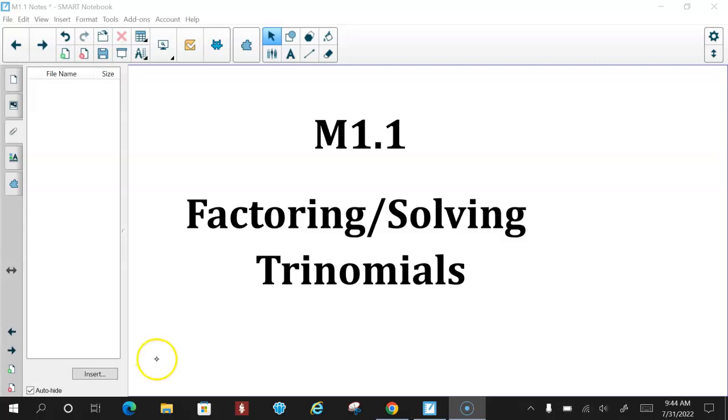Hey y'all, in this lesson I'm going over our very first lesson, which is just on factoring and solving our trinomials.